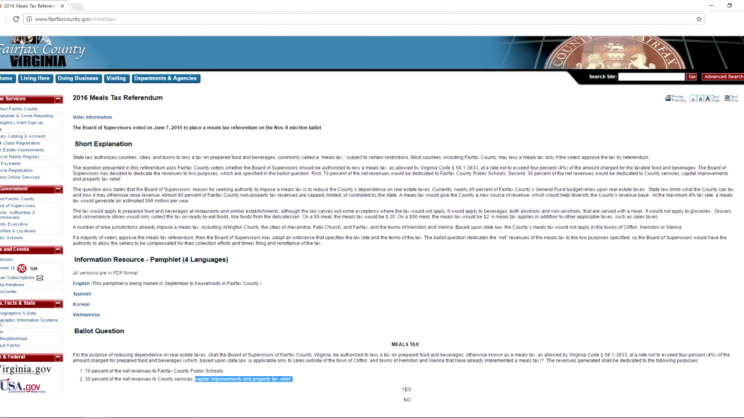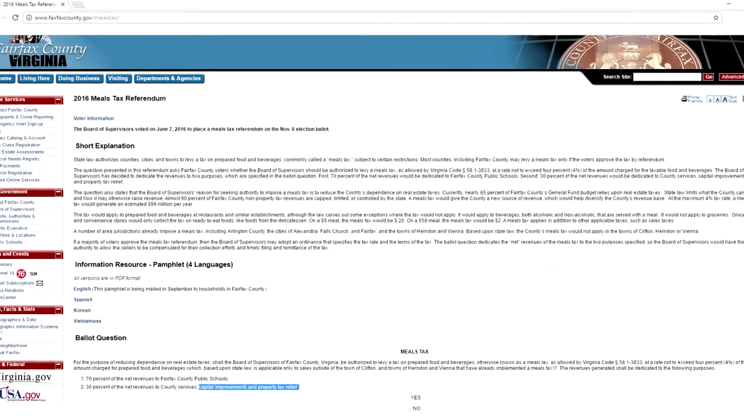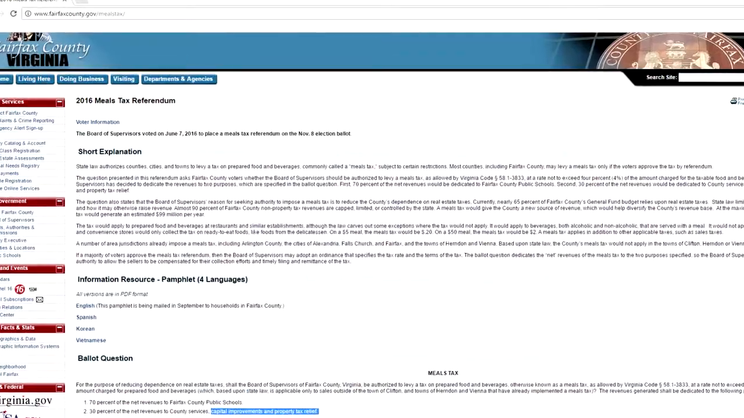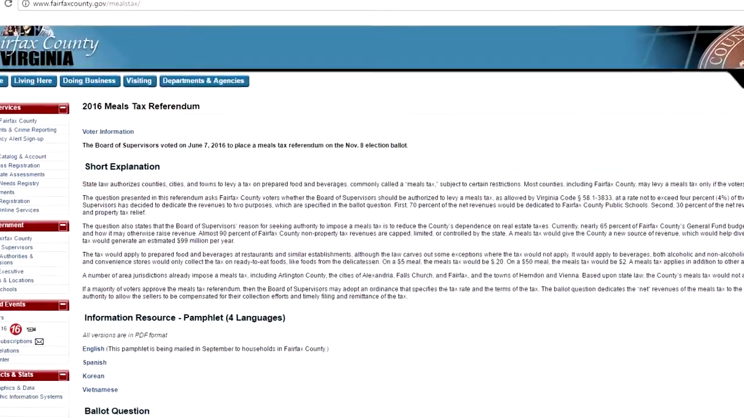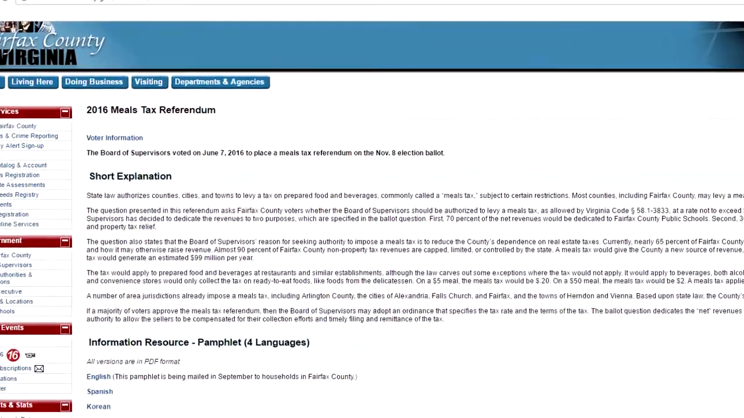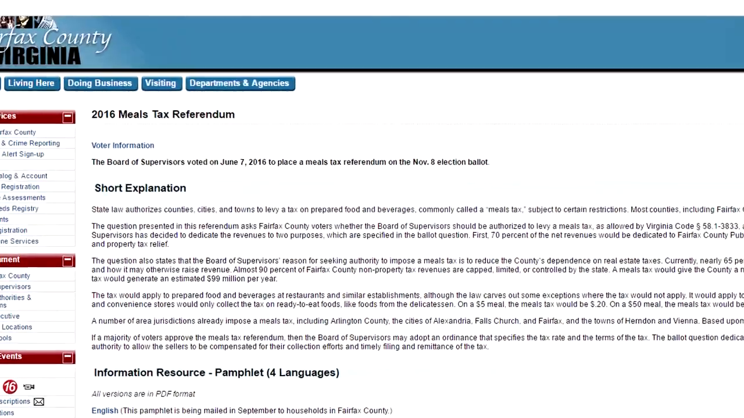Here's a short explanation of the meals tax from the county website. State law authorizes counties, cities, and towns to levy a tax on prepared food and beverages, commonly called a meals tax, subject to certain restrictions. Most counties, including Fairfax County, may levy a meals tax only if the voters approve the tax by referendum. The question presented in this referendum asks Fairfax County voters whether the Board of Supervisors should be authorized to levy a meals tax at a rate not to exceed 4% of the amount charged for the taxable food and beverage.